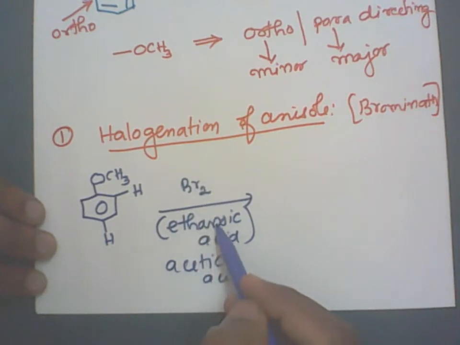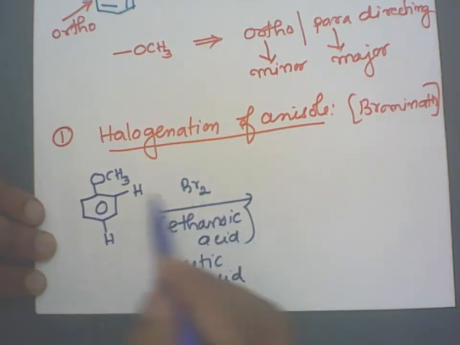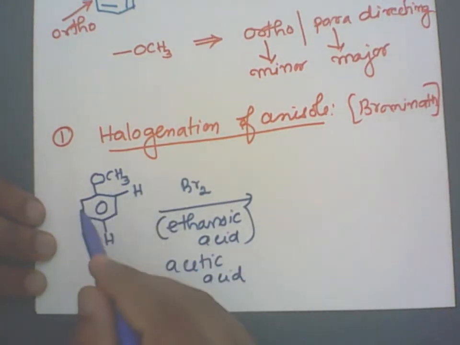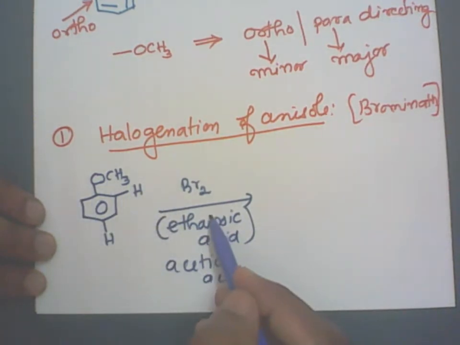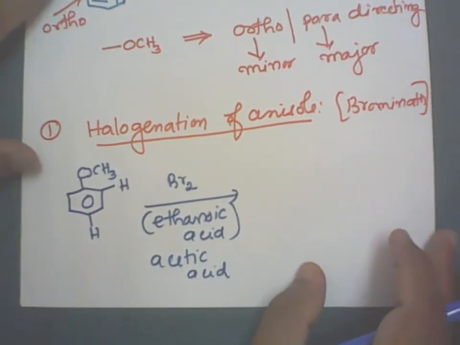We can't make use of bromine water. Water is a solvent, but in this case we cannot use it because bromine can dissolve in water, but anisole cannot. Anisole is insoluble in water, so there will be two separate layers. So we use bromine in acetic acid. This is the reason.